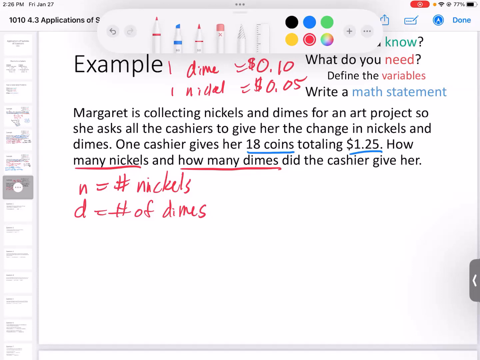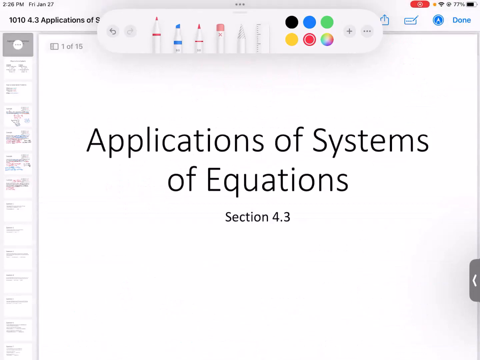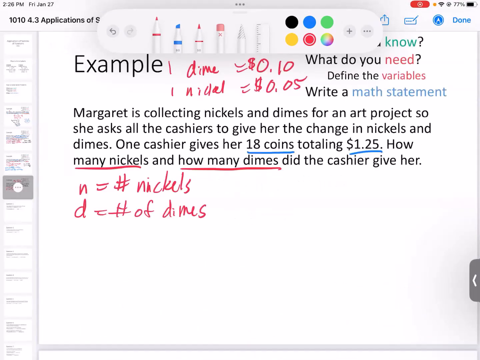Now that we have all this information, we want to write equations with the stuff we know and the things we're looking for. So on these two, what are our units? For N and D, are they dollar units or coin units? Coin units, right? Because we're counting the number of nickels. Yes, they will factor into one of the equations. But these two specifically, like the number of nickels, let's say we find out the answer is 5. It's not $5, it's 5 coins. So the units for our variables are coins.